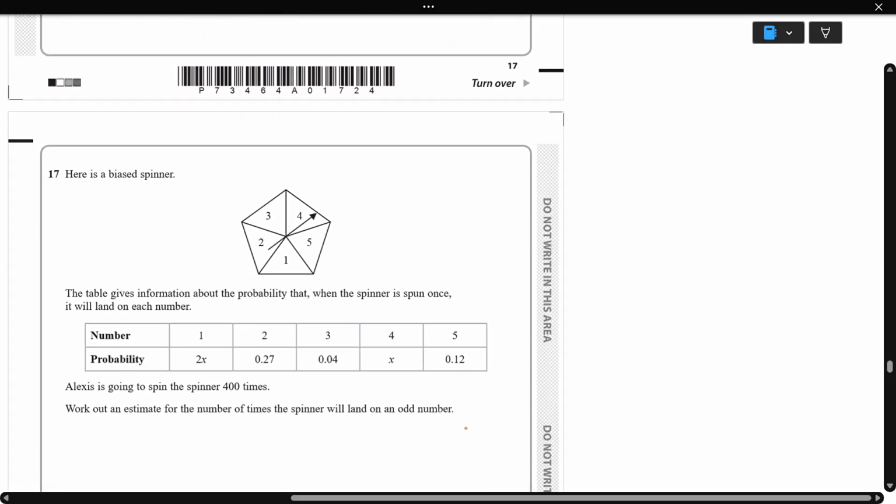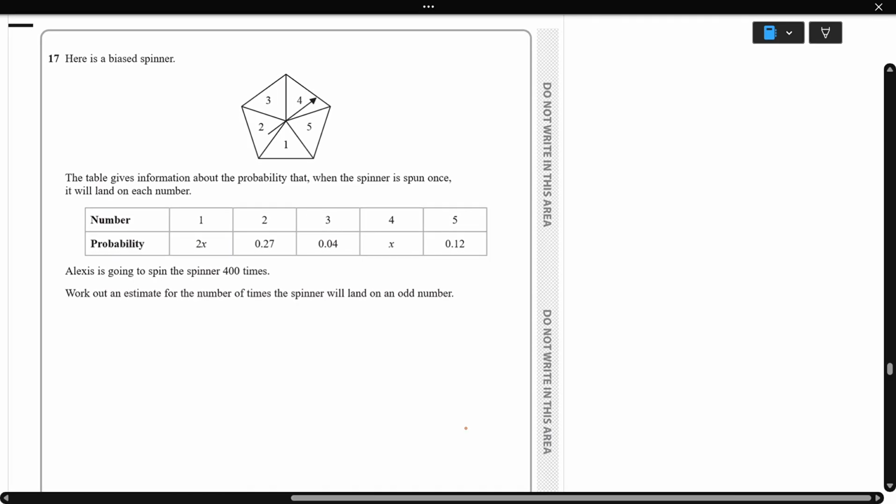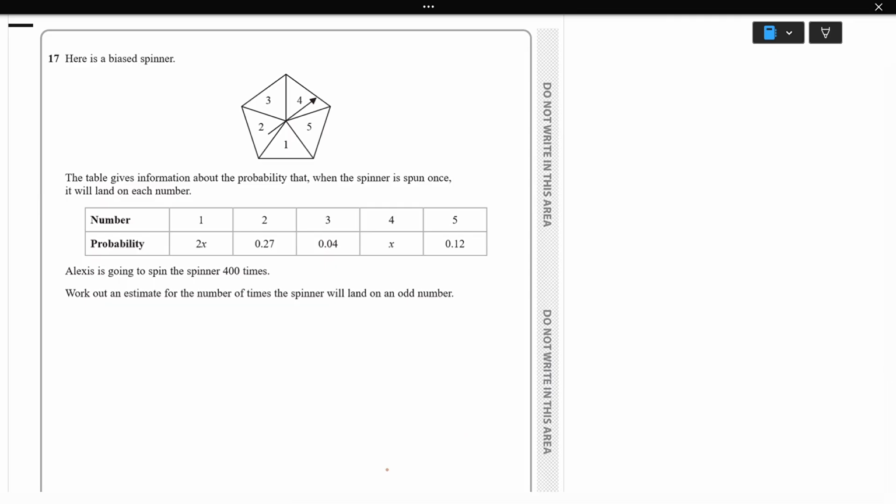Okay, the next one here is a biased spinner. The table gives information about the probability that when the spinner is spun once, it will land on each number. So as we know, when we add up all the probabilities, the maximum is 1. So 2x plus 0.27 plus 0.04 plus x plus 0.12 equal to 1. Next, when I add up x plus x, 3x. 3x plus 0.27 plus 0.04, 0.12. When I add up, I'll get 0.43 equal to 1.